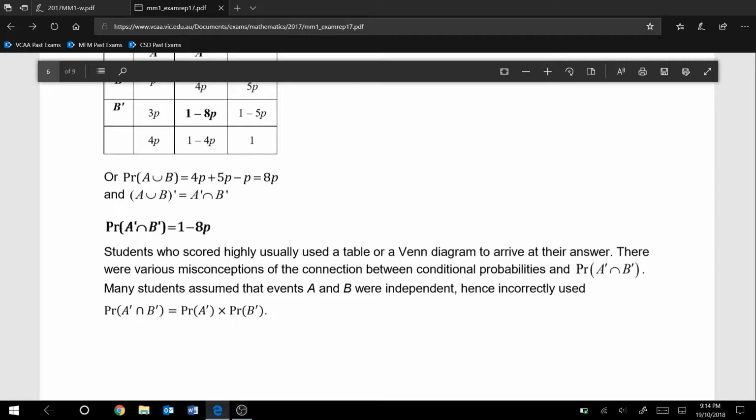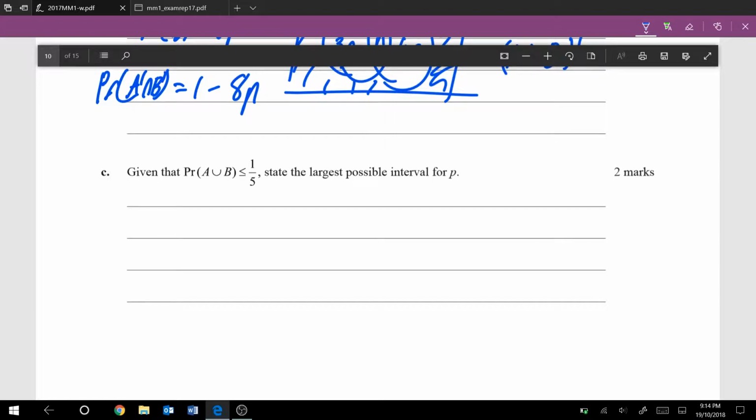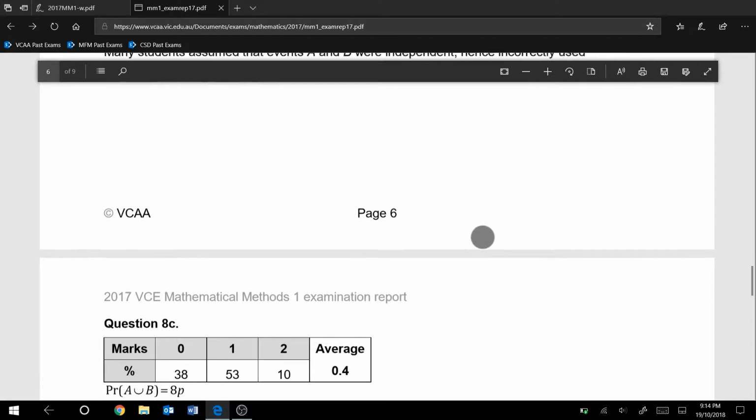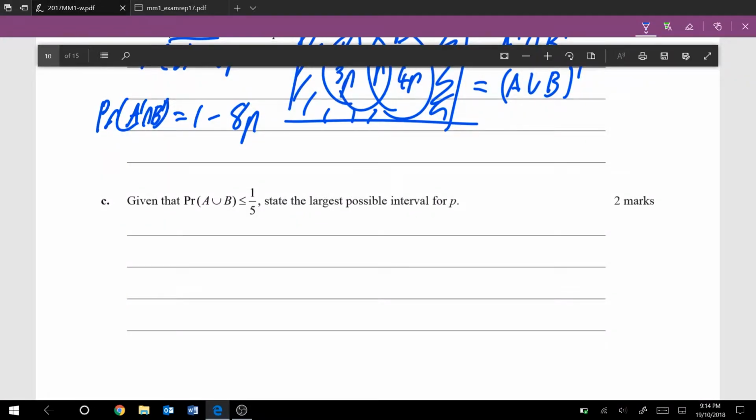Alright. Now, let's look at part C. So, part C, only 10% got full marks. So, let's go take a look. Given that the probability of A union B is less than or equal to a fifth, state the largest possible interval for p. Interval is key here. Alright, so give this a try.